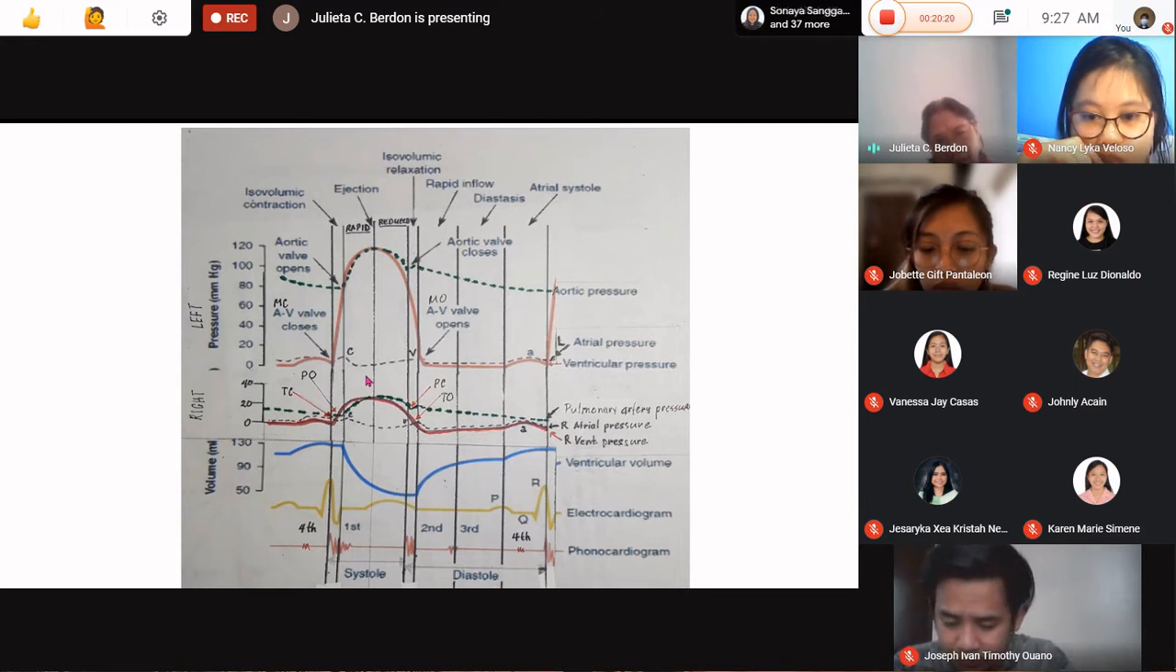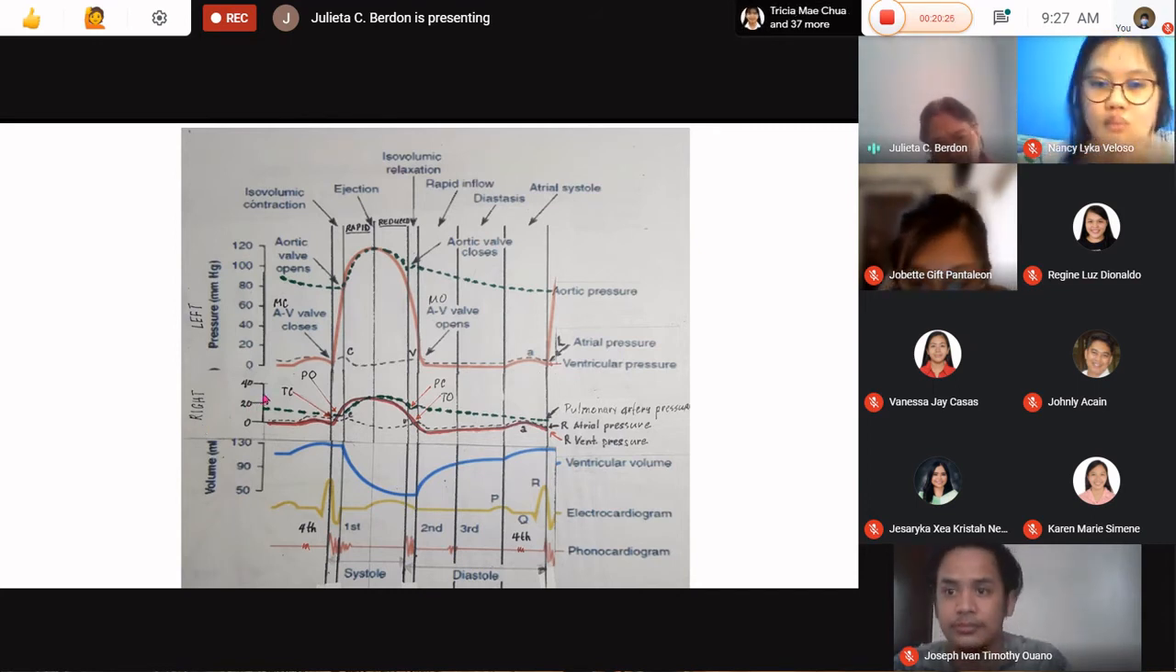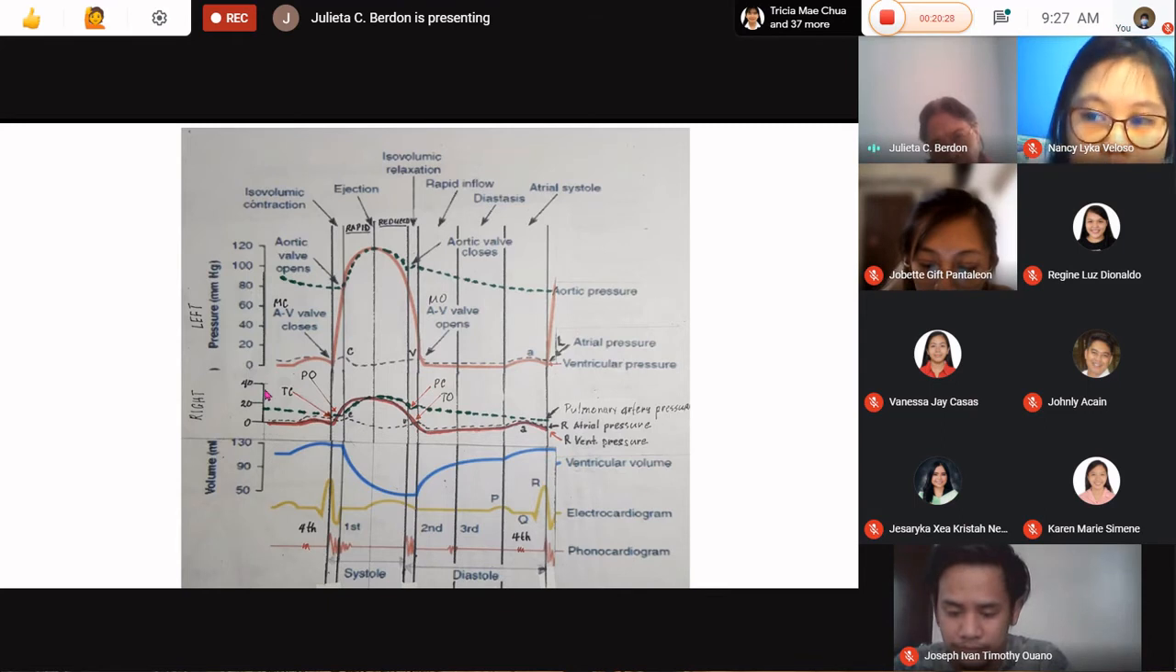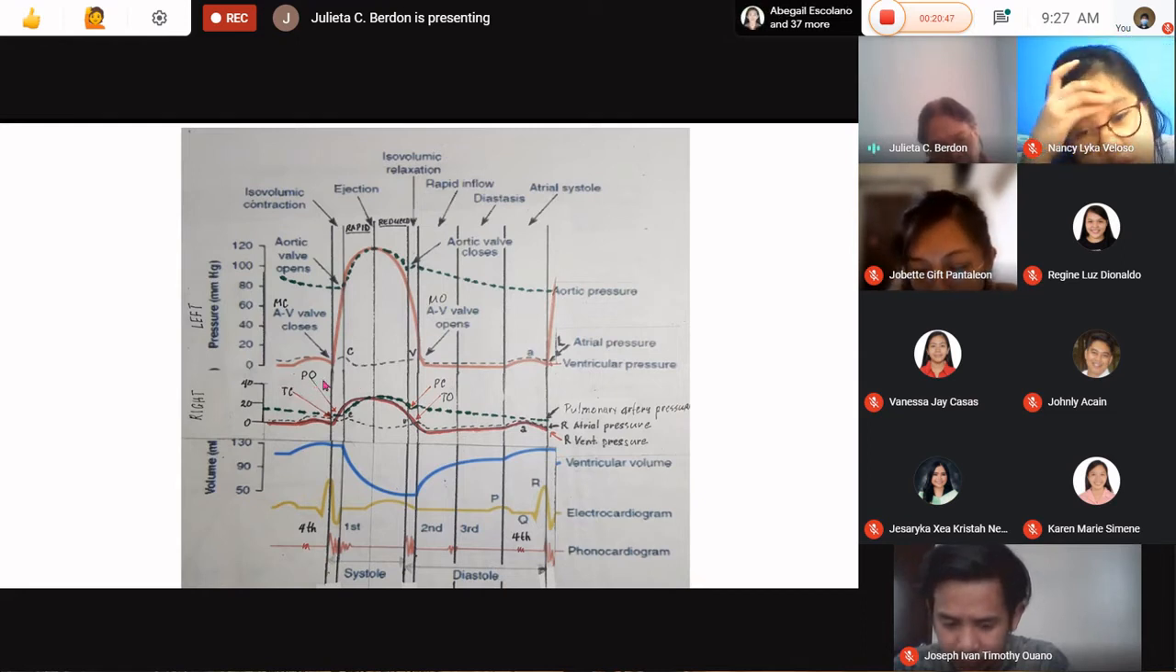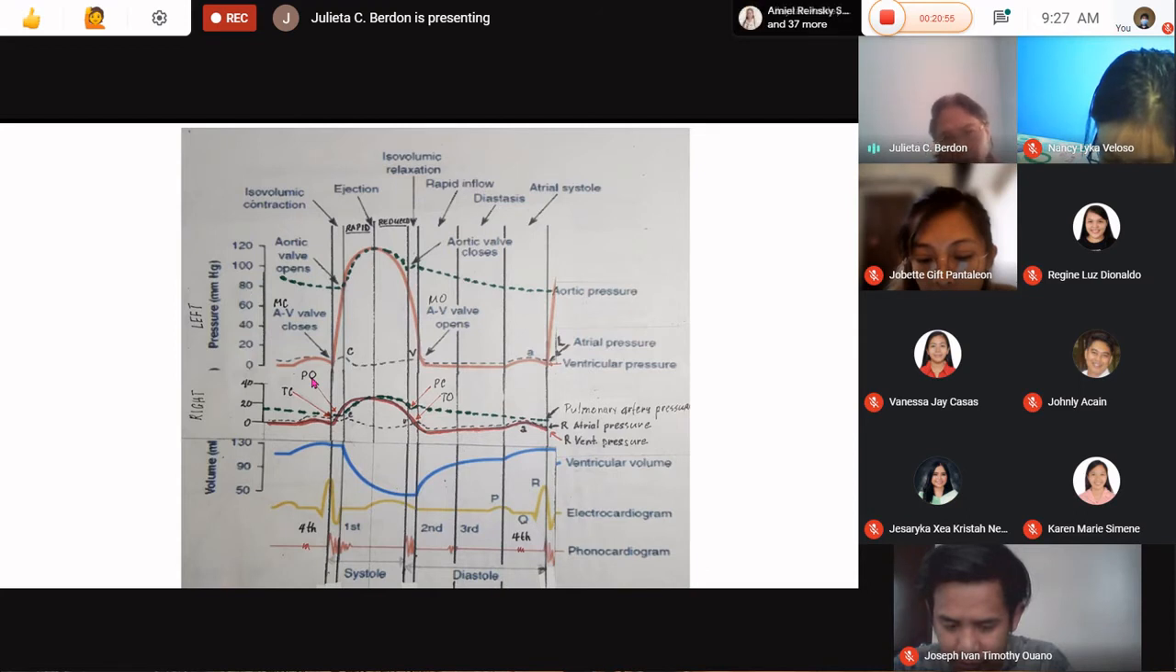Okay, so you have two major divisions: systole, pronounced systole, and diastole. Systole is the period of ventricular contraction and ejection of blood. Diastole is ventricular relaxation and filling of blood in the ventricles. These two alternate: systole followed immediately by diastole, then systole, then diastole.